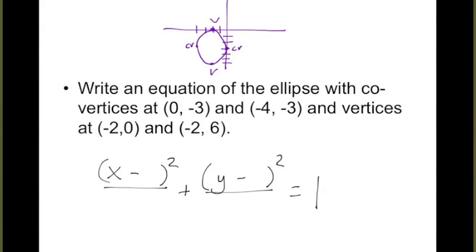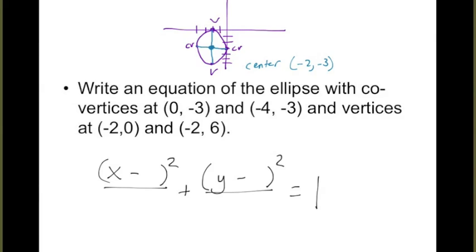So the first thing we need to find is where's the center of this thing, because that should be our h and k. That should be what's in those parentheses with the x and the y. And they didn't tell us where the center is. But the center should be, like the word center implies, right in the middle of this thing. So if we kind of line up those vertices and co-vertices, that center should be right in the middle of everything. So what would its coordinates have to be? -2, -3.